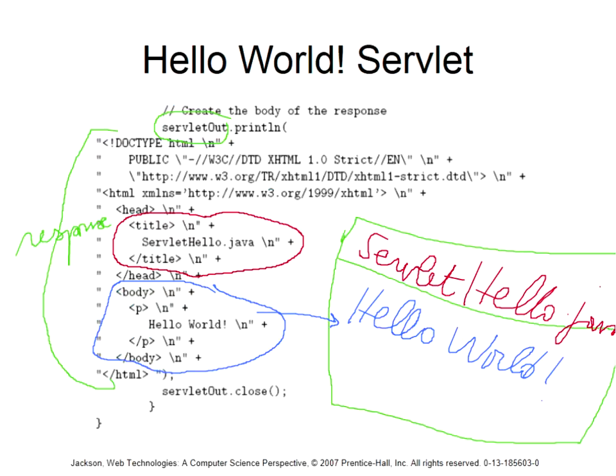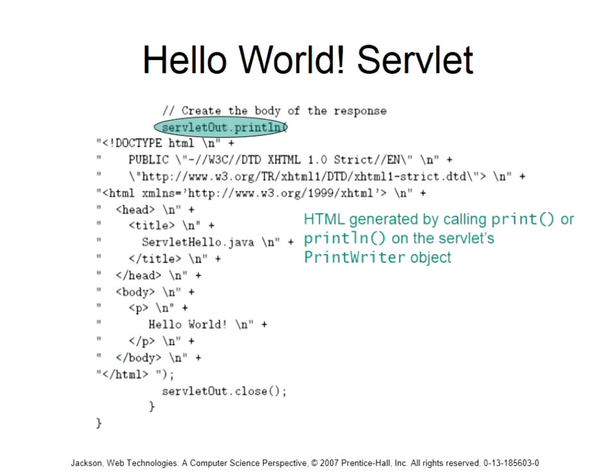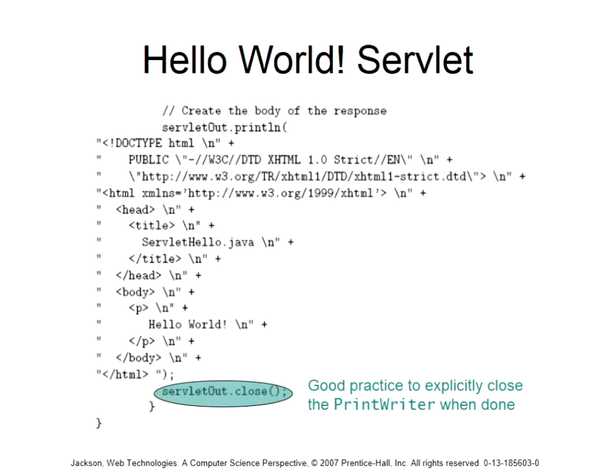If we have this PrintWriter, we can display our response by servletOut.println, and here we have to create the response of my servlet, and the last instruction is to close this PrintWriter by servletOut.close. So servletOut.println writes HTML generated by calling print or println on the servlet's PrintWriter object, and servletOut.close is a good practice to explicitly close the PrintWriter when done.